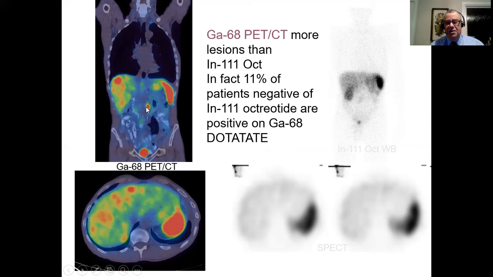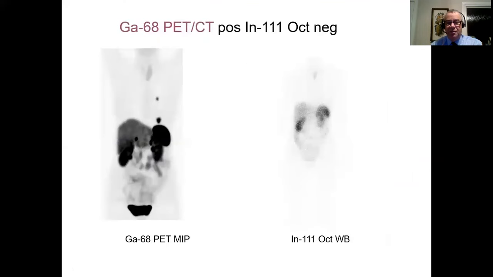Now, the important thing is that when you look in the liver, you just can't see any tumor at all. But with the gallium-68 PET-CT, the DOTATATE, you can see multiple liver lesions. So if you wanted this patient to be considered for PRRT, and you relied on the octreotide scan, you'd say no, this patient shouldn't have treatment. But when you go to the PET scan, you can say, actually, yes, this patient should have treatment.